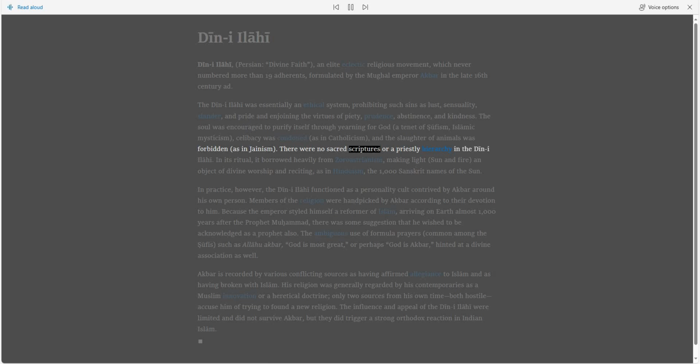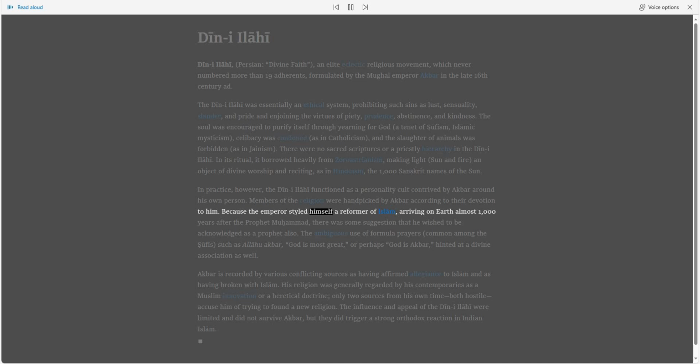There were no sacred scriptures or priestly hierarchy in the Din-e-Ilahi. In its ritual, it borrowed heavily from Zoroastrianism, making light, sun and fire an object of divine worship and reciting, as in Hinduism, the 1,000 Sanskrit names of the sun. In practice, however, the Din-e-Ilahi functioned as a personality cult contrived by Akbar around his own person. Members of the religion were handpicked by Akbar according to their devotion to him.